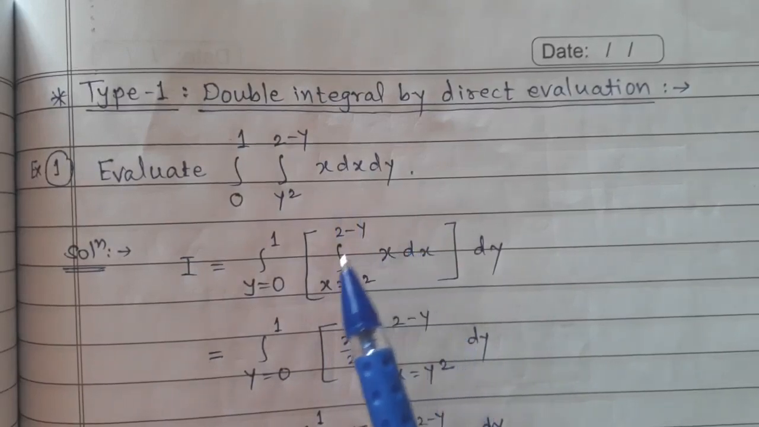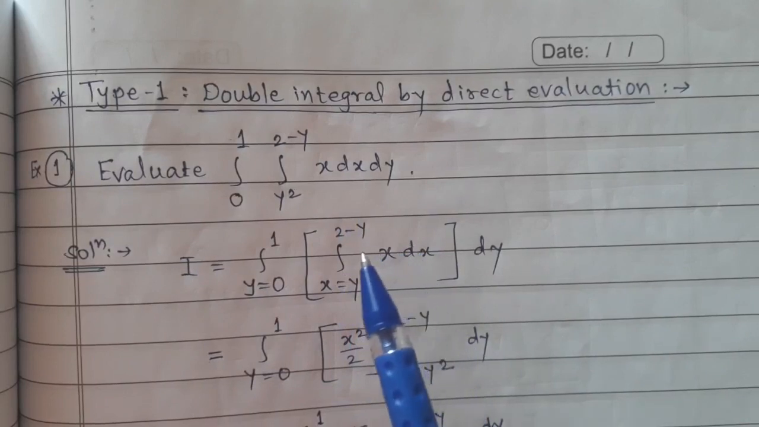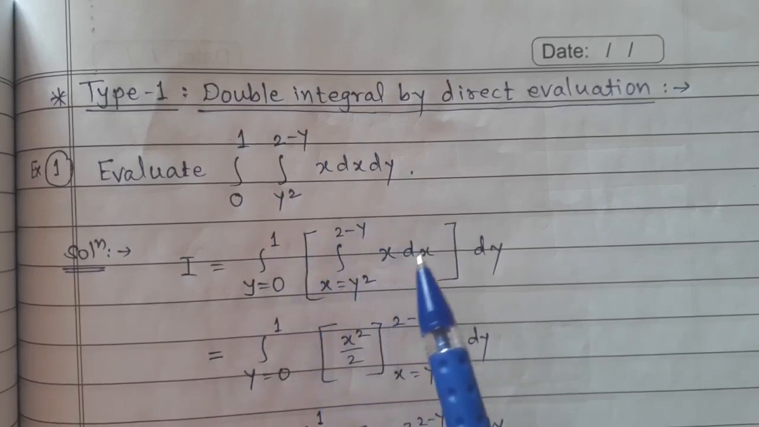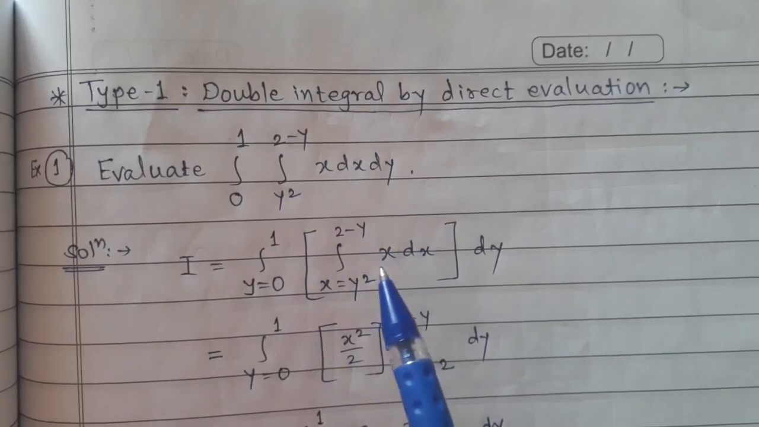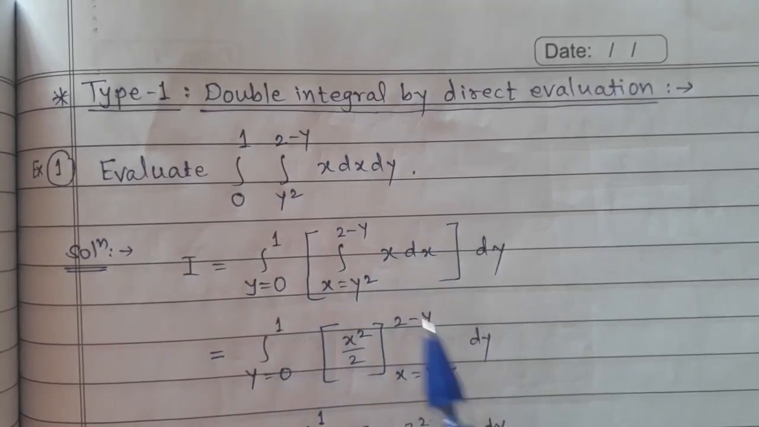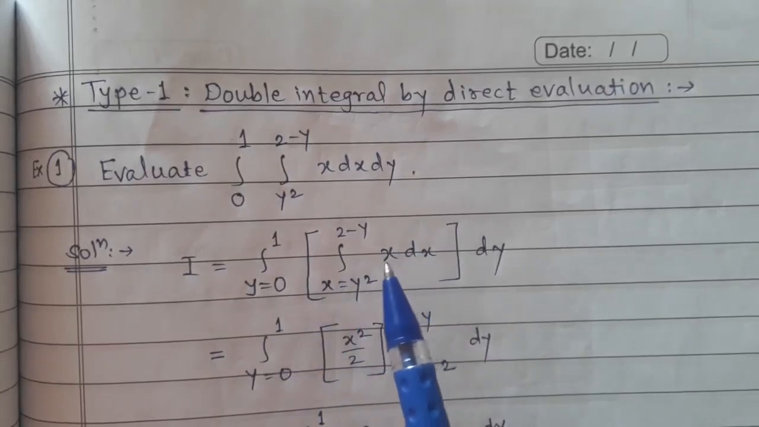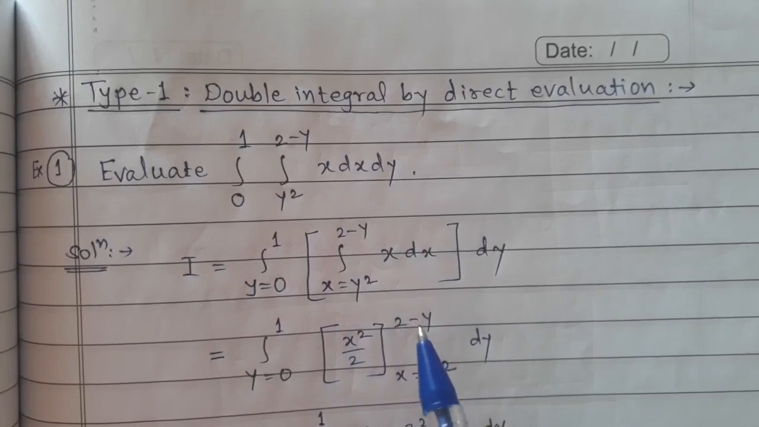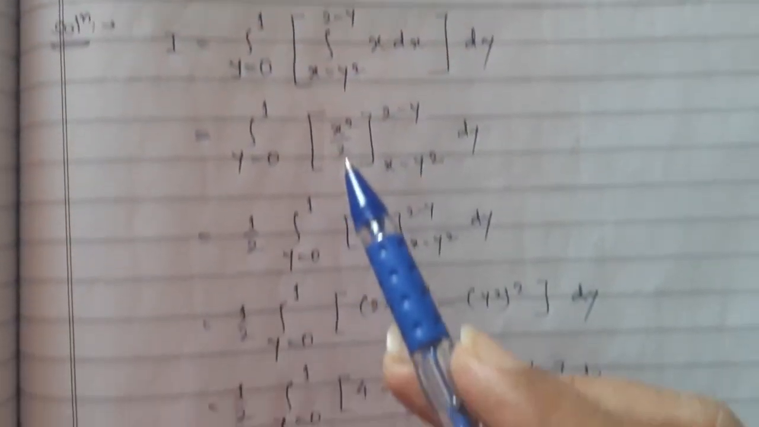So there is no y here. If there is a y, or if there is a function of y, that we have to take outside, because we are going to keep y constant here. So we will get y from 0 to 1 dy as it is. In this square bracket, integration of x is x square by 2, within the limits, lower limit is y square and upper limit is 2 minus y.